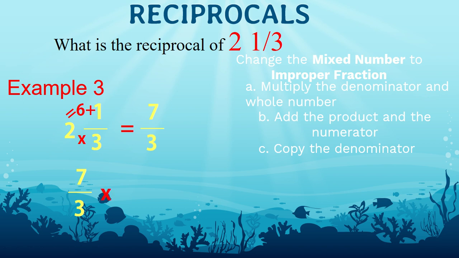So, 7/3 becomes 3/7, yung kabaliktaran lang niya. So, when you multiply, we have 21 over 21, or 1. That is reciprocals. Ito yung gagawin nyo sa activity 1 and activity 2 of activity sheet 1.7.